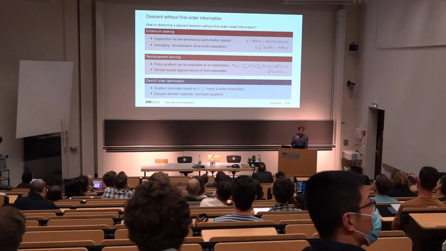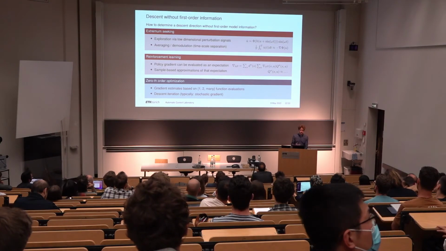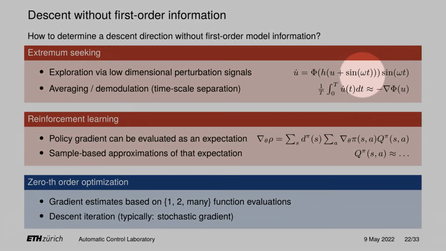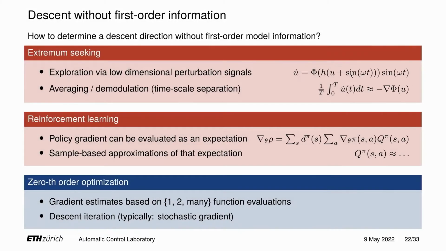So, in general, these tools need somehow to return a descent direction without first-order information. Some magic needs to happen in these tools so that this descent direction is revealed. In extremum seeking, the key idea is that a perturbation signal is injected. For example, a sinusoidal signal is summed to the input, and is also used to demodulate the output. So the cost function is returned by the oracle, by the system, and then remultiplied by the same perturbation signal.